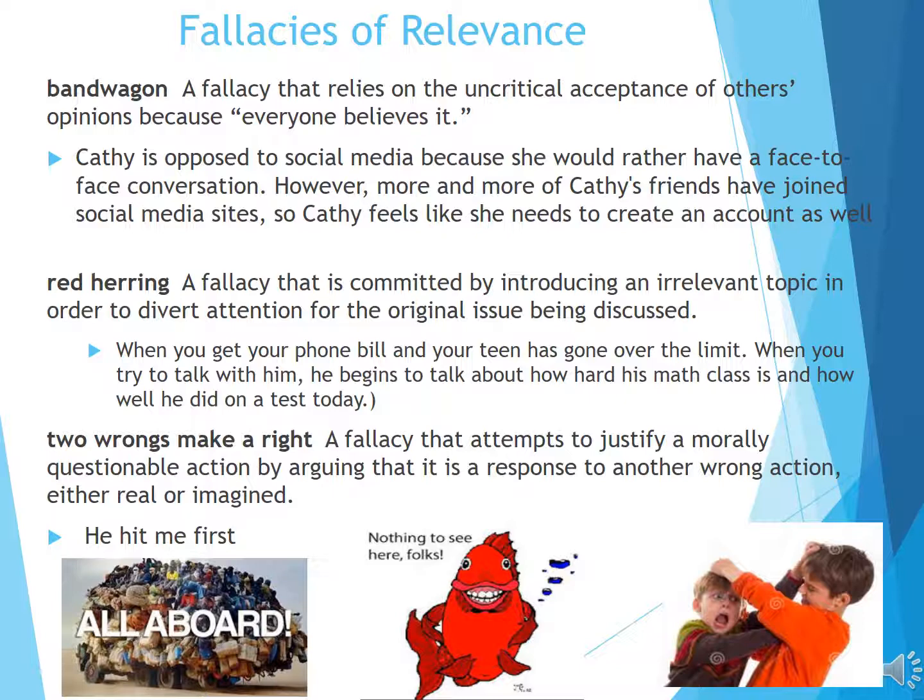Two wrongs make a right is a fallacy that attempts to justify a morally questionable action by arguing that it's in response to another wrong action, either real or imagined. For example, these two boys are fighting, and they may say to their parents, "He hit me first."